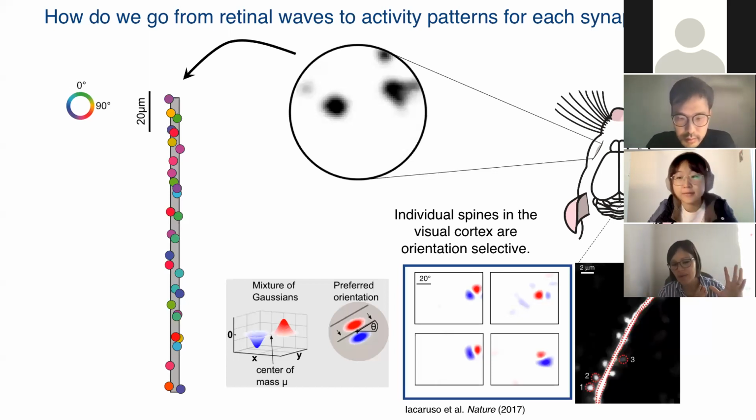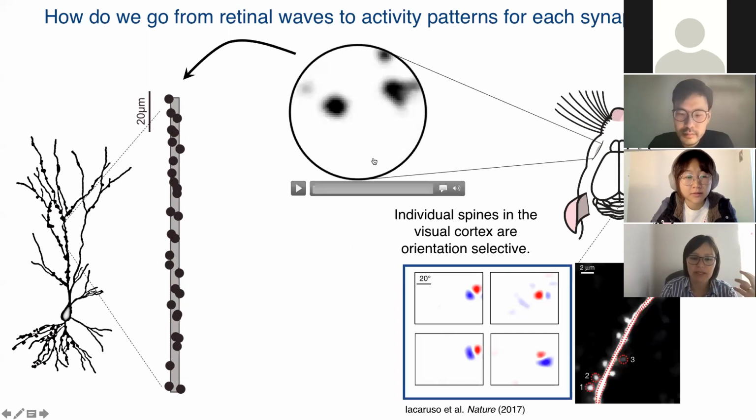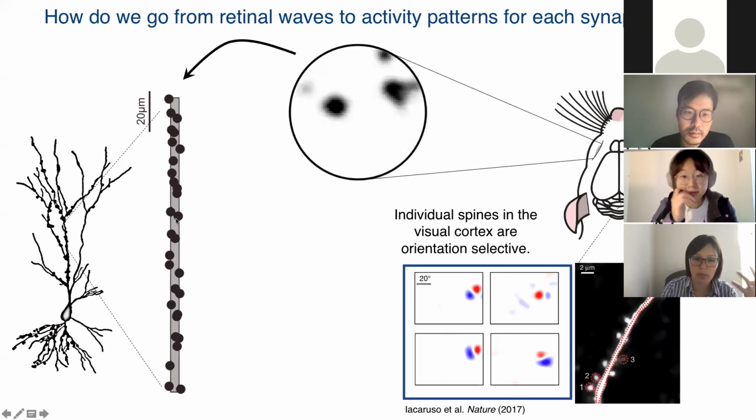We want to understand how these synaptic inputs get organized. First I showed them to you with black circles. The first component of the model is how to drive these synaptic inputs. And what I'm trying to tell you now is how we can go from these natural inputs, the retinal waves, to spike trains or burst trains on each of these individual synaptic inputs.